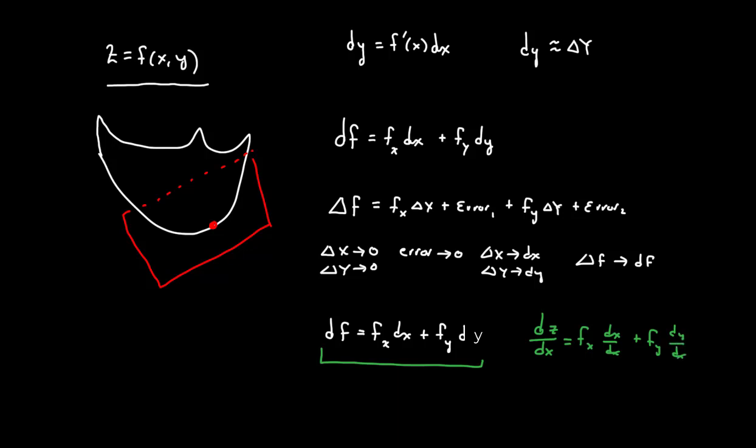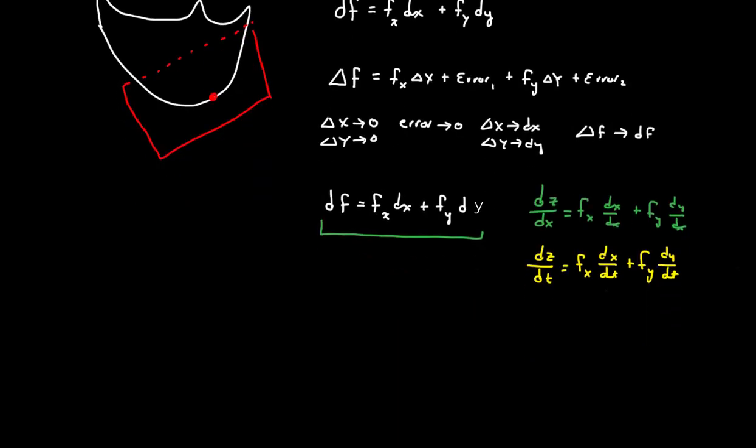Or perhaps I do it with respect to some other variable. So dz dt would then be fx times dx dt plus fy times dy dt. Do you see the chain rule there? It's dz dt equals partial f partial x times dx dt plus partial f partial y times dy dt.